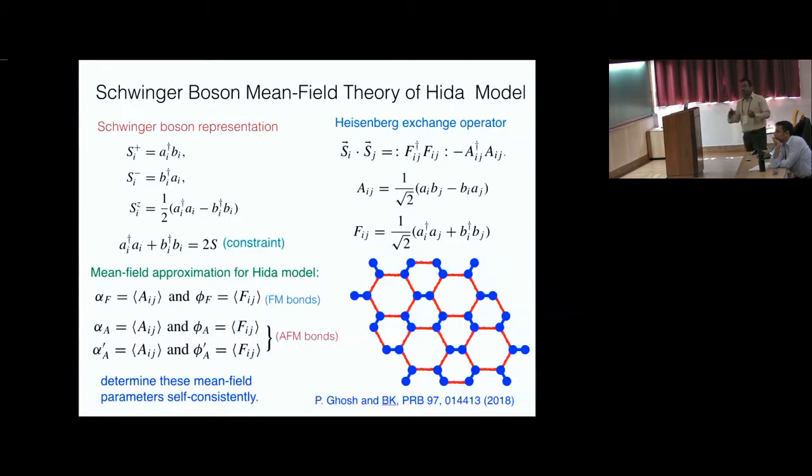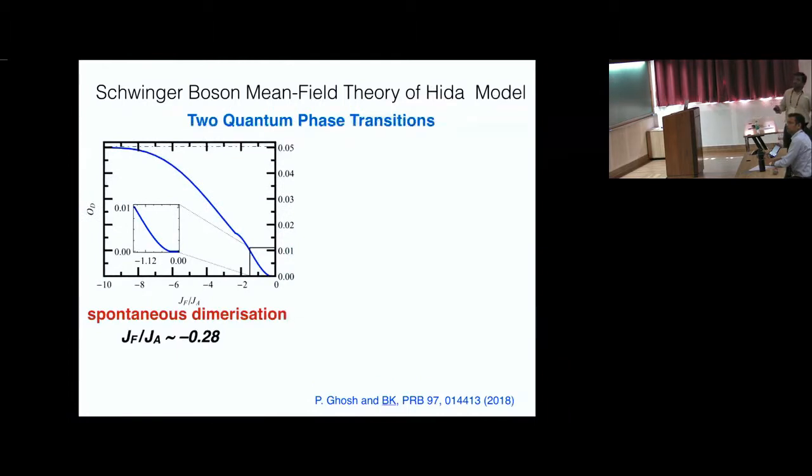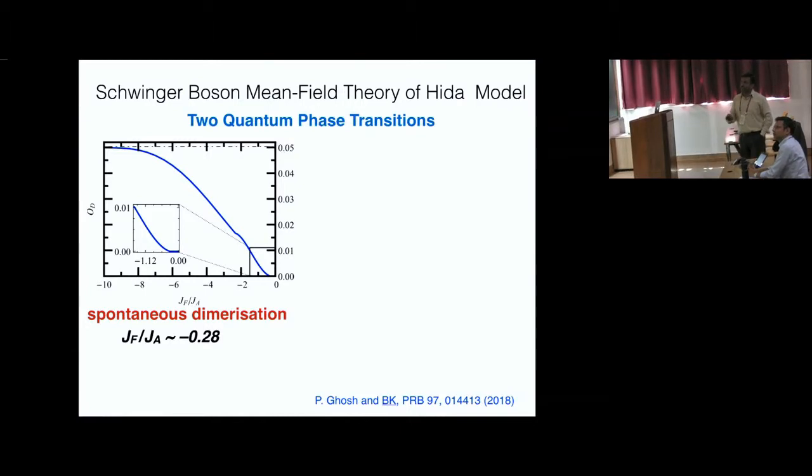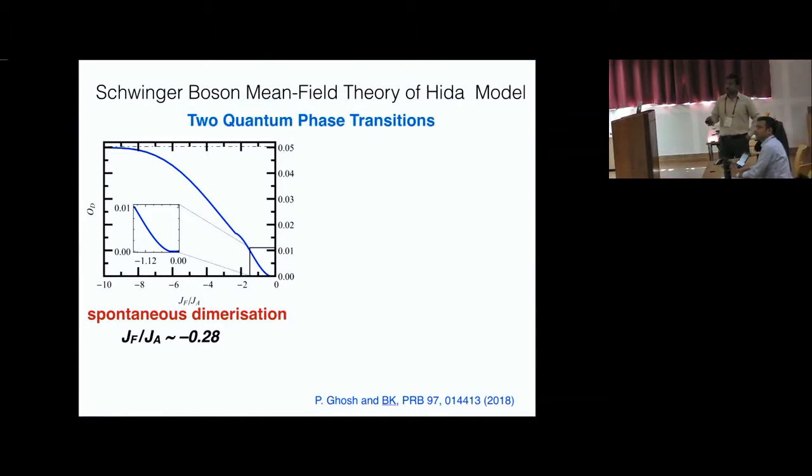Because if the system were to pick dimerization or trimerization spontaneously, they would be different. If the system chooses to stay uniform, then they will be the same. But it is not we who are a priori fixing it. It is the self-consistent dynamics of the system that will determine whether A and A prime, or alpha and alpha prime and phi and phi prime, are equal or not equal. If they are not equal, that would mean dimerization. So the result of this calculation is basically two phase transitions that the system exhibits.